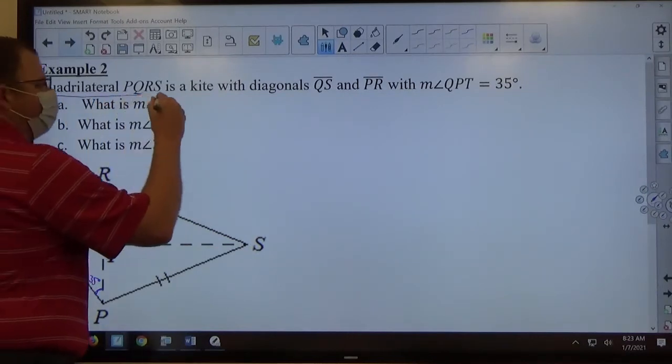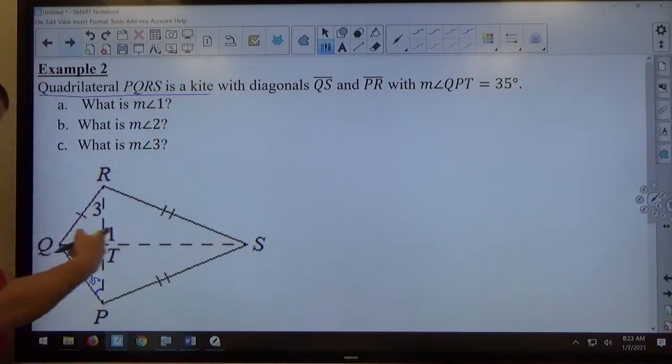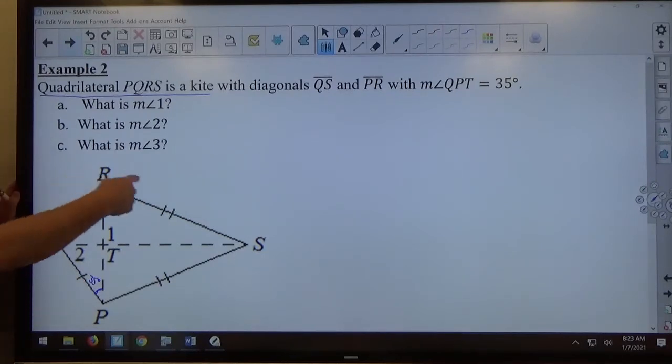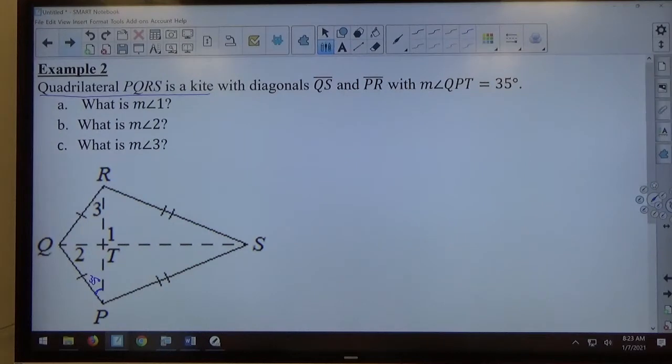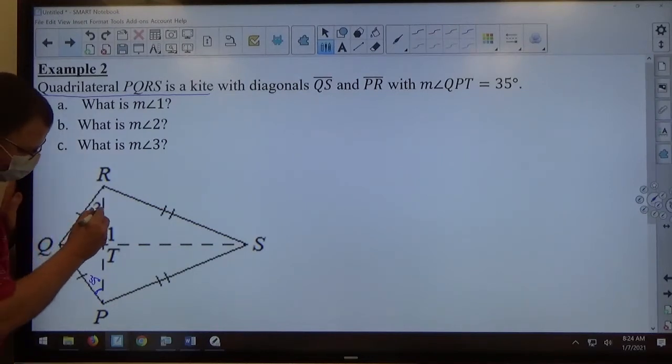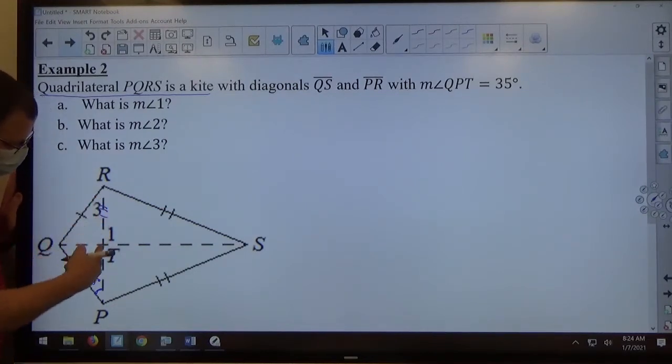Quadrilateral PQRS is a kite. And they're telling us QS and PR are diagonals. Even if they didn't tell us those were diagonals, because PQRS is the kite, that means P, Q, R, and S are the vertices. The fact that P and R vertices are connected, Q and S vertices are connected, makes them diagonals anyway. Okay. Because it's a kite, we immediately know that this piece here, RT, and this piece here are congruent.